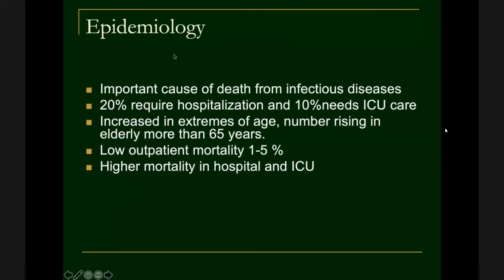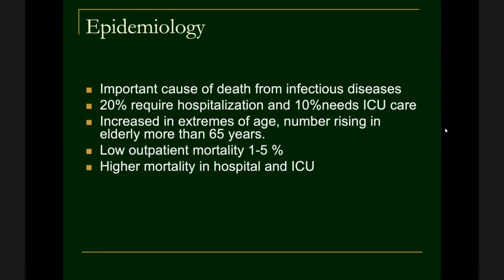So what is the epidemiology? It is one of the important causes of death from infectious disease. 20% require hospitalization and 10% need ICU care, and it increases at the extremes of age. The number is rising in the elderly, more than 65 years. So most of the older patients are more prone to community-acquired pneumonia.